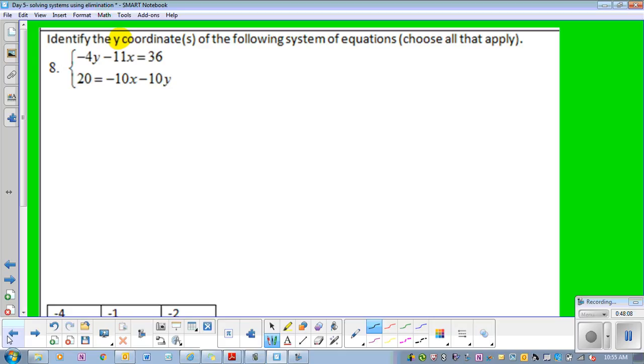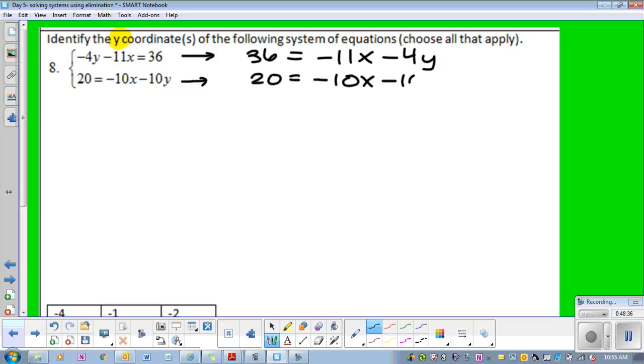First off, they're not lined up. I can just rewrite the first one, right? 36 equals, let's do x's first, -11x minus 4y. All I did was rewrite it. And the second one, yeah? Oh my goodness, these are big numbers.